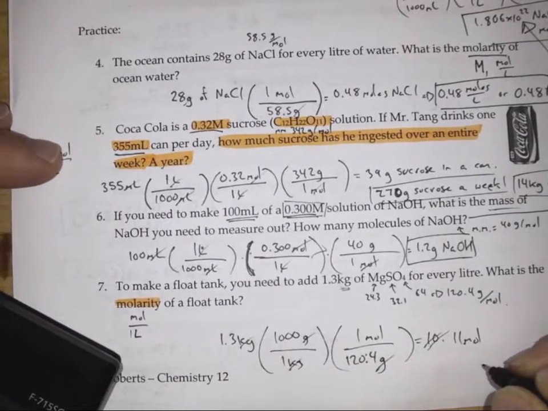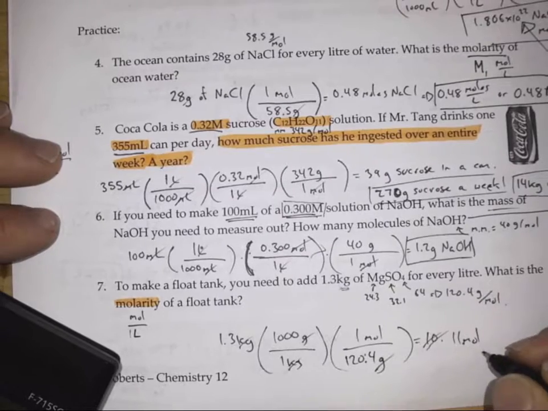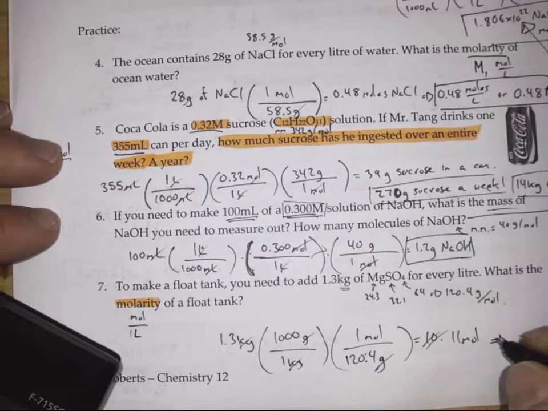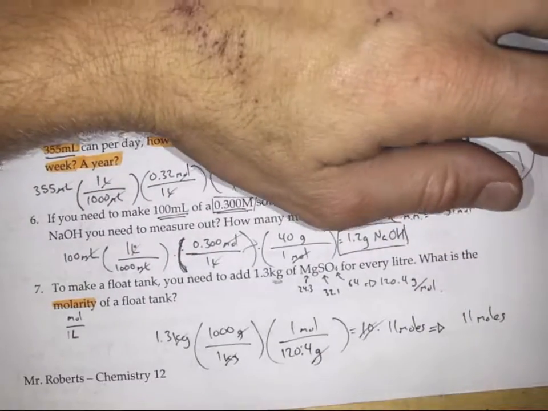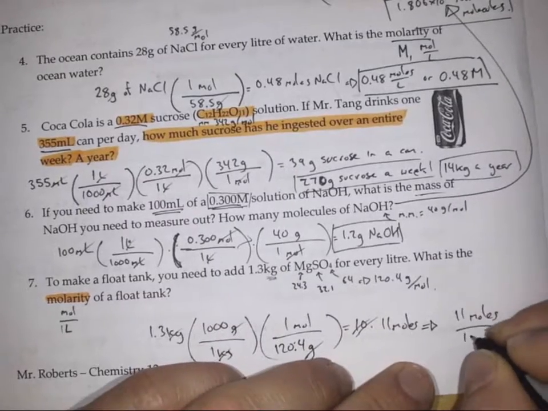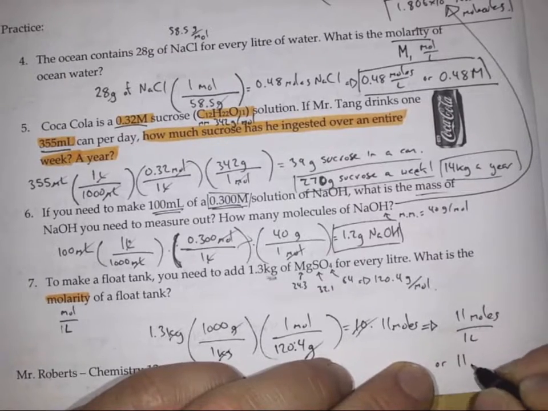So we get a molarity, or concentration, of 11 moles per liter, or 11 molar.